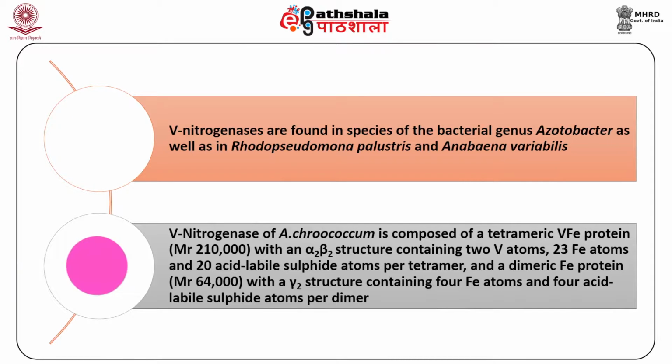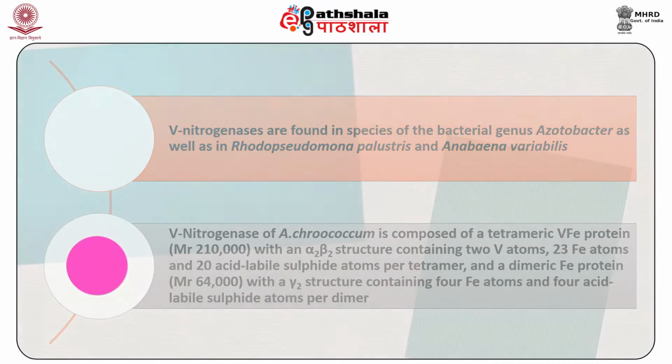V-nitrogenase of A. chroococcum is composed of a tetrameric vanadium iron protein with a molecular weight of 210,000 with an alpha 2 beta 2 structure containing 2 vanadium atoms, 23 iron atoms and 20 acid labile sulfide atoms per tetramer, and a dimeric iron protein with a molecular weight of 64,000 with a gamma 2 structure containing 4 iron atoms and 4 acid labile sulfide atoms per dimer.